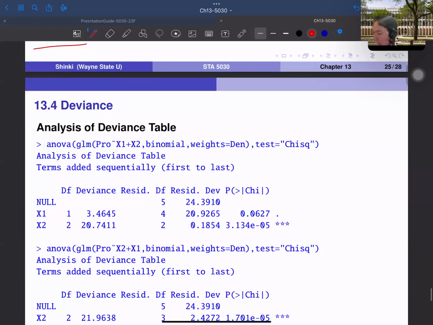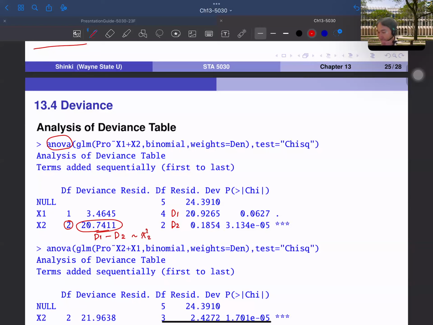If we put the GLM object in the ANOVA function, it returns this deviance table. This gives the deviance. This is D1, and this is D2, and this is the difference between D1 and D2. The degrees of freedom is 2 here. So D1 minus D2 follows the chi-square distribution with DF 2.